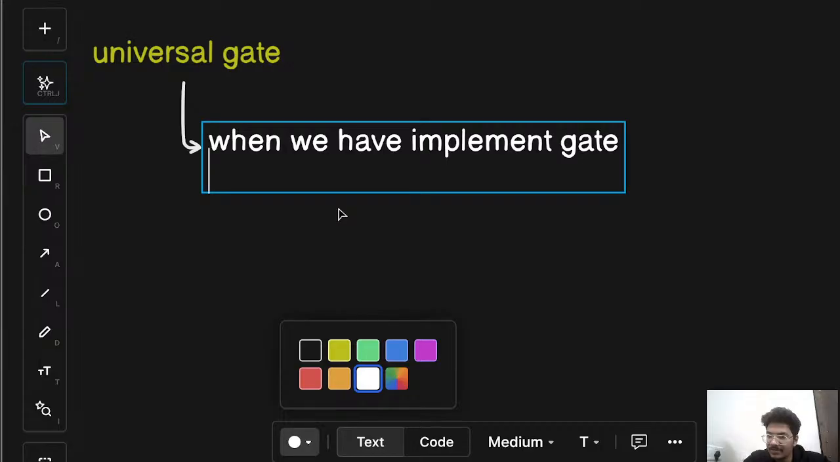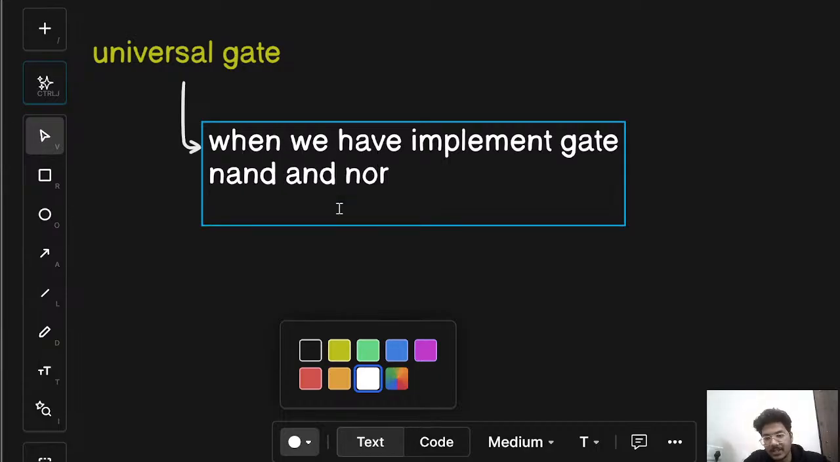Because NAND and NOR are the universal gates through which we can make any of the gates: NOT gate, AND gate, XOR gate, or any complex digital circuit. So with the NAND gate as a universal gate, you can make NOT, OR and AND. With the NOR gate as a universal gate, you can also make NOT, OR and AND.